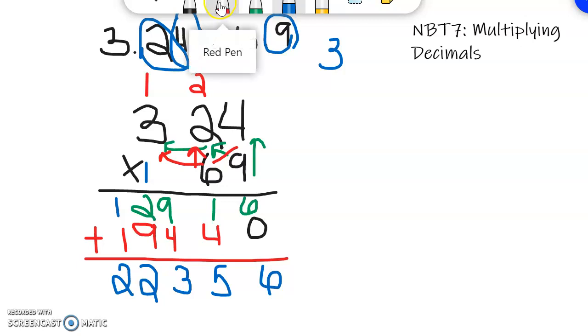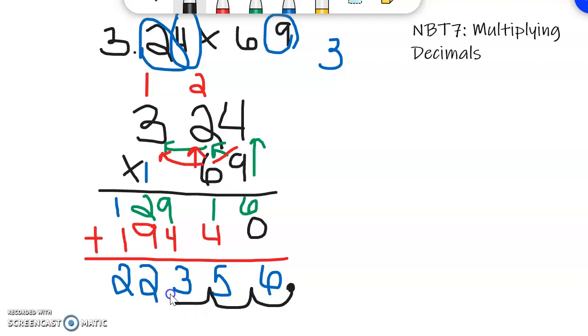So now I'm going to come down low and put my decimal behind the 6, which is the last whole number, and I'm going to move it to the left 3 places. 1, 2, 3. And I get rid of the old decimal point. And here's my final product.